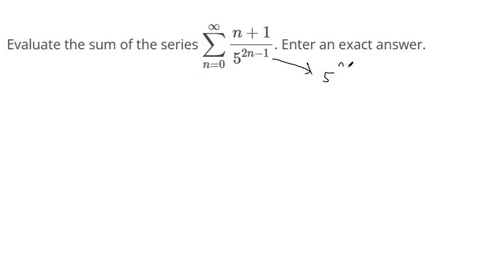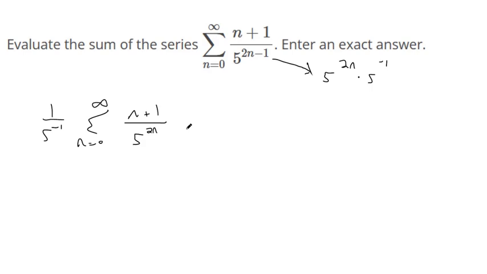The denominator is 5 to the 2n, times 5 to the negative first, because when you multiply two things with the same base, the powers add. So we get the sum from n equals 0 to infinity of n plus 1 over, we can factor out that 1 over 5 to the negative first. This is 5 to the 2n.